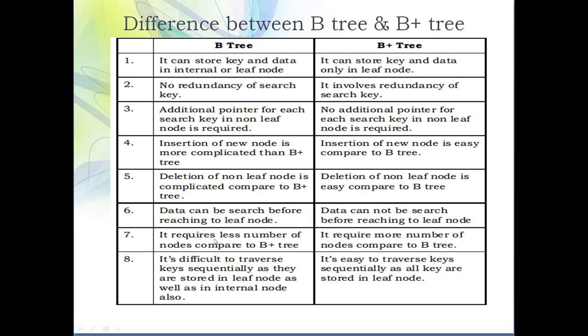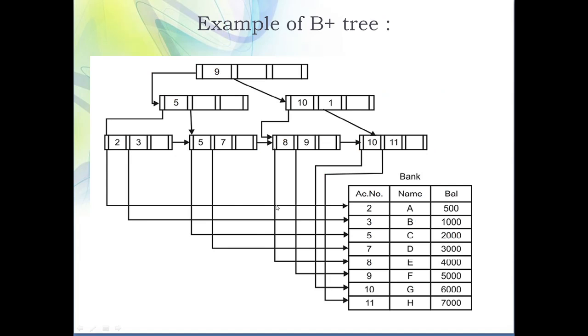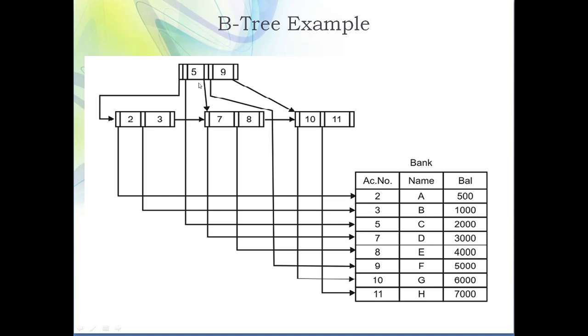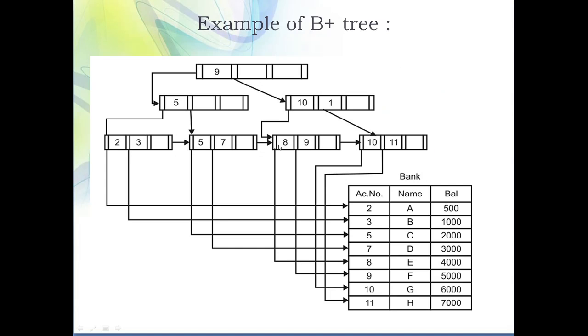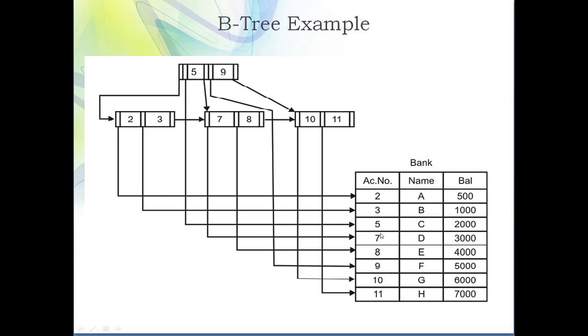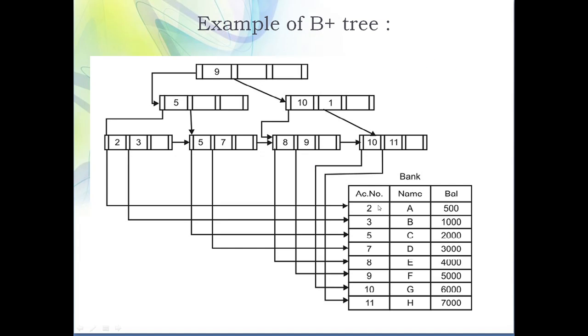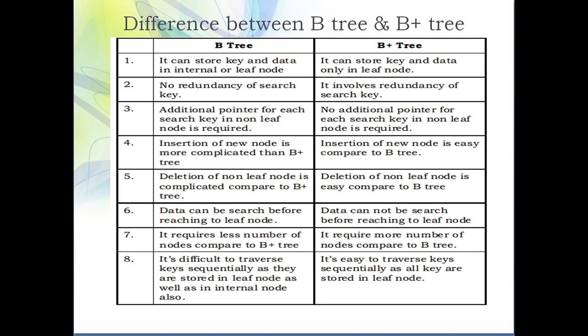Then B-tree requires a smaller number of nodes. Here you can see how many nodes: 1, 2, 3, 4, but in case of B+tree: 1, 2, 3, 4, 5, 6, 7. So in case of B-tree we require fewer nodes, and in B+tree we require more nodes. Our data is the same. Here you can see for B-tree the data is the same, and for B+tree also the data is the same, but B+tree requires more nodes because here a few nodes act as a guide for search. That's why in case of B+tree we require more nodes.